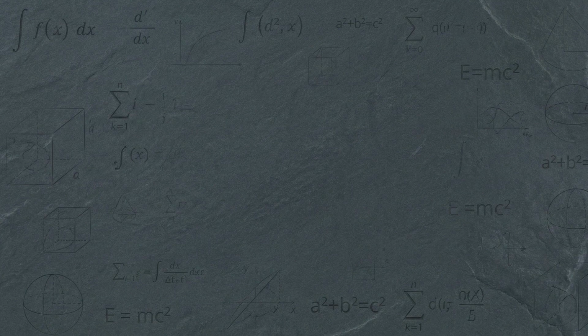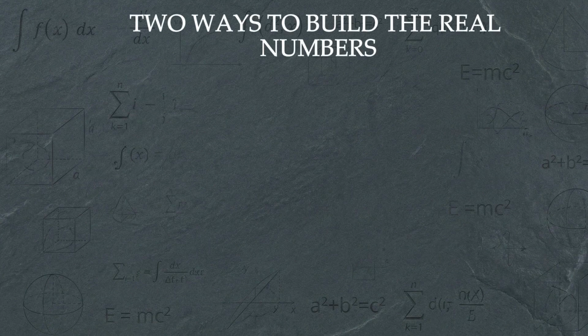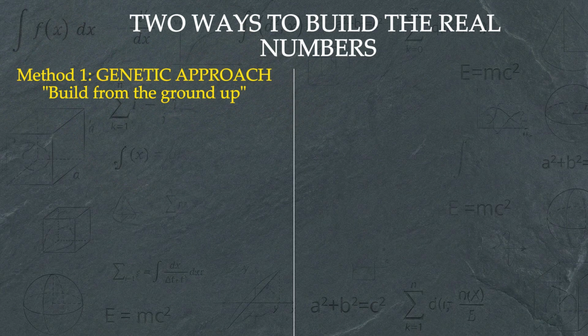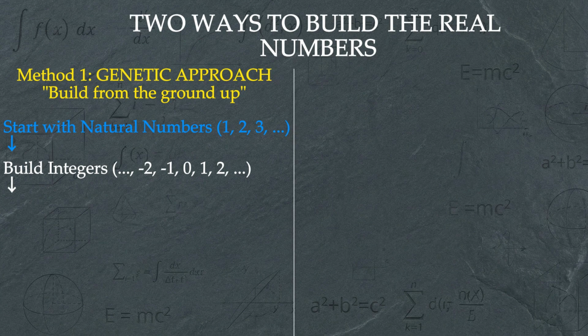Let's find out. Apostol starts section 1.1 with a philosophical choice. There are two ways to introduce the real numbers, and the method you choose affects how you think about everything that follows. The first method is called the genetic approach. You start with the Peano axioms for natural numbers. From there, you construct the integers by adding negatives. Then you construct the rationals by creating fractions.